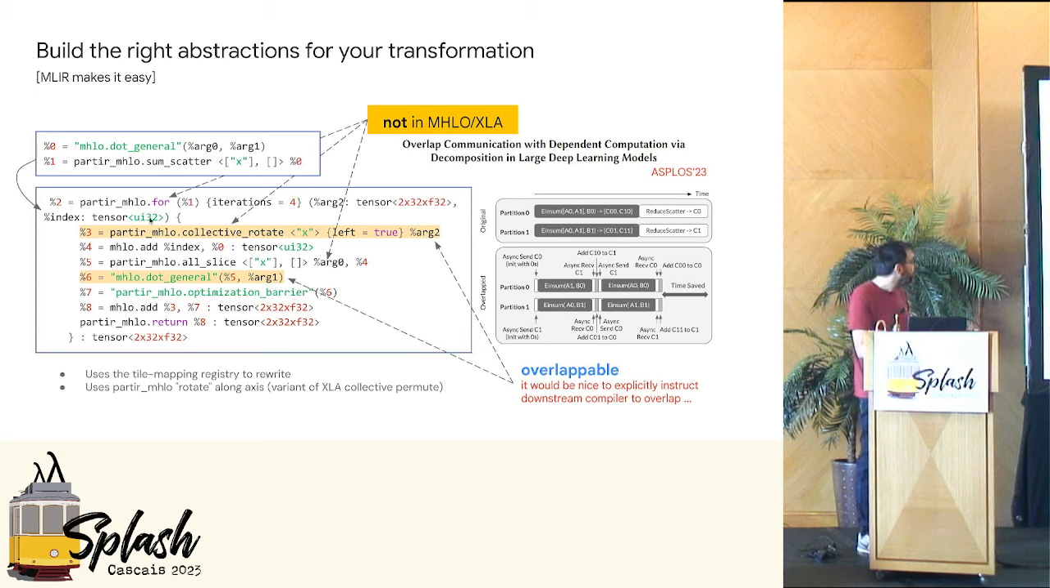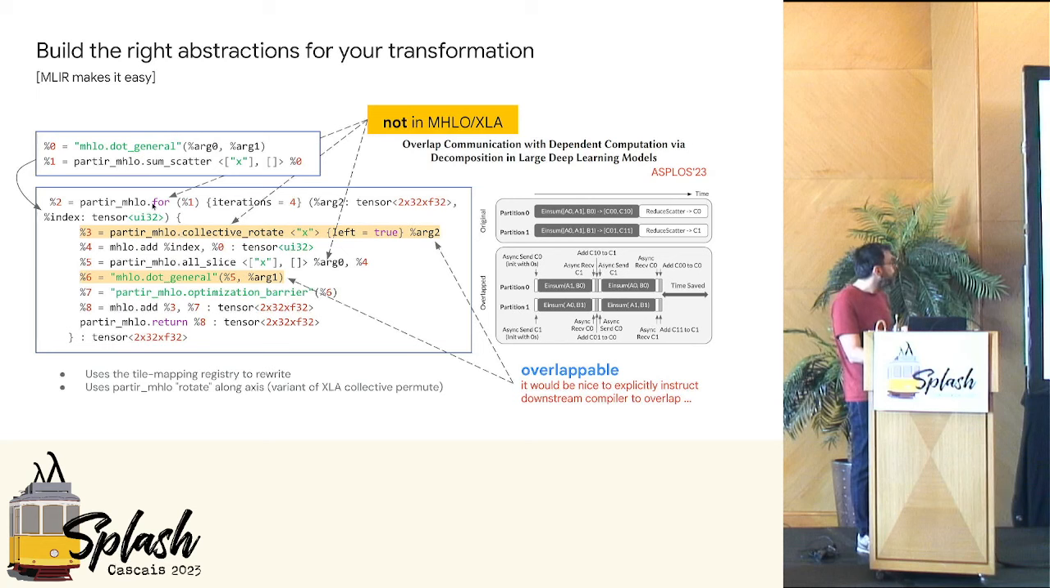Without going into a lot of details, that loop allows you to overlap a permutation with the actual dot general. So it has a bit of a systolic array flavor to it. And the key idea here is that we introduced some abstractions that were not in the array language we were working with, XLA or MHLO, that made this code very easy to debug, view, and reason about.